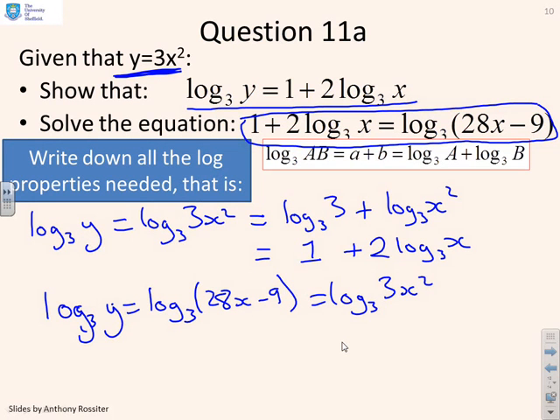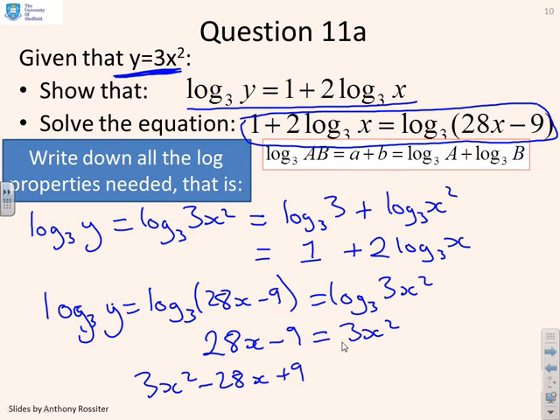It's expecting you to spot that 1 plus 2 log 3 of x is actually just log 3 of 3x squared, and therefore all it's really asking you to do is solve 28x minus 9 equals 3x squared, or if I rearrange this, 3x squared minus 28x plus 9 equals 0. And that, of course, is a standard quadratic. So I'm not going to go through solving the quadratic for you, but if you solve it, you'll find you get roots 9 and a third.